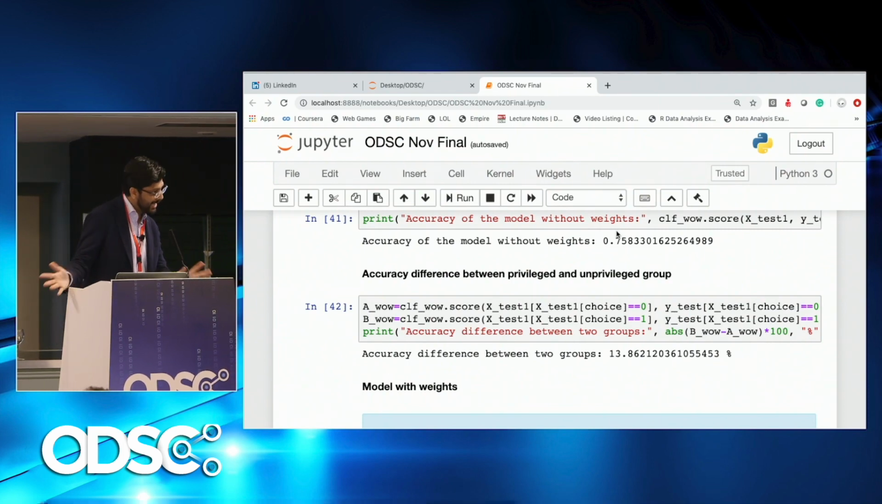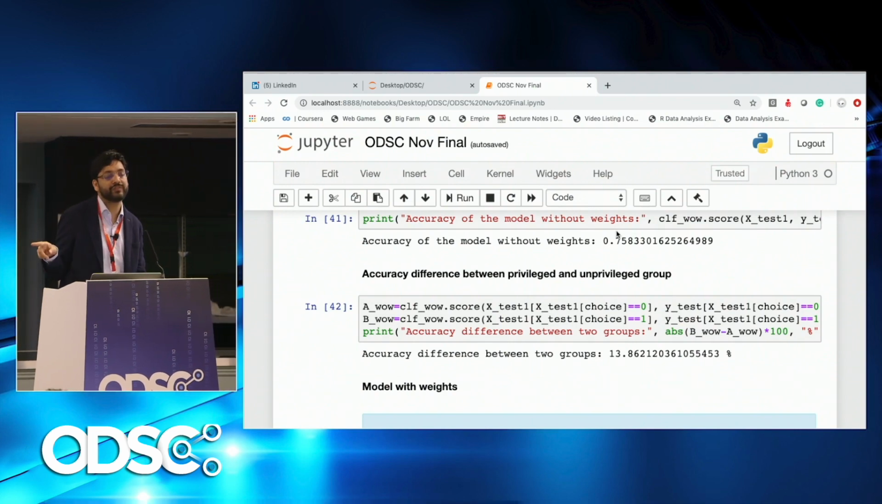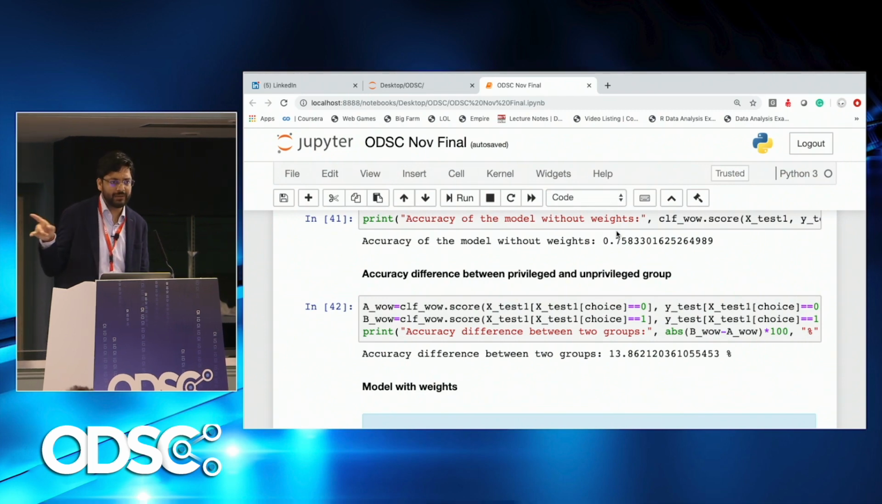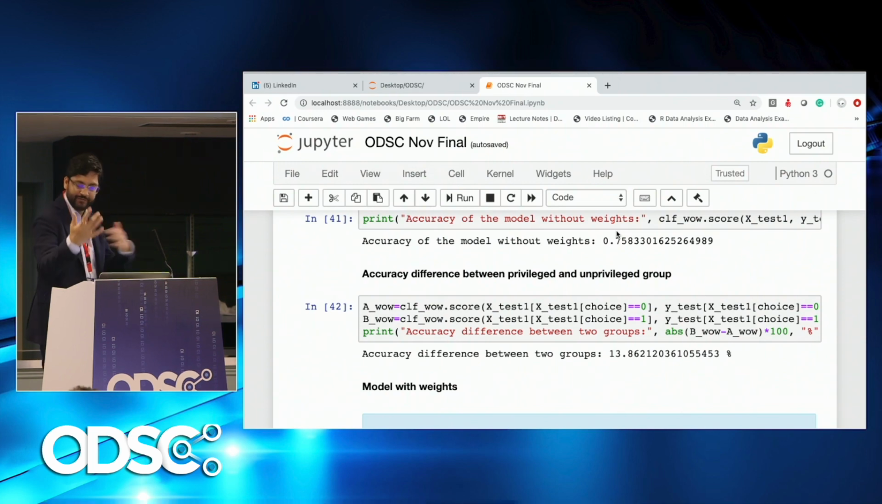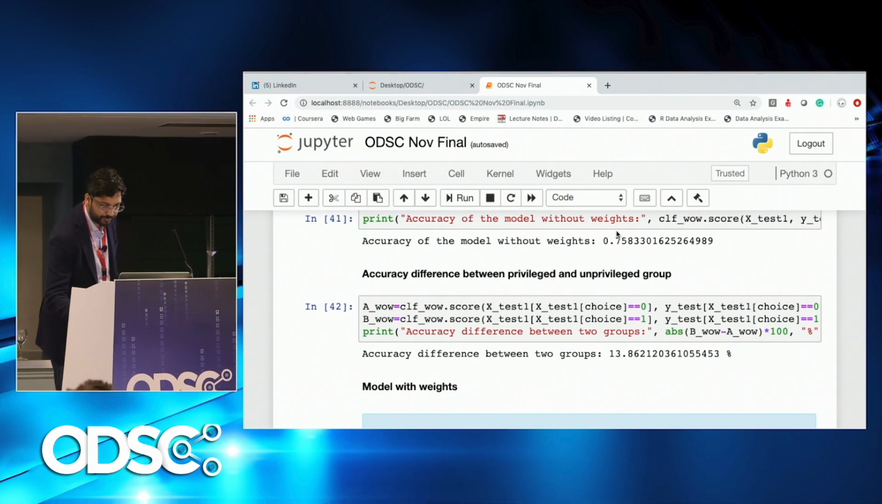So overall the accuracy is very good, 75, but if you take the accuracy of married versus non-married, there's a difference of 13%, right? Which we also saw in the statistical parity test, where the value was minus 0.13, right? So if you see, everything is coming together.